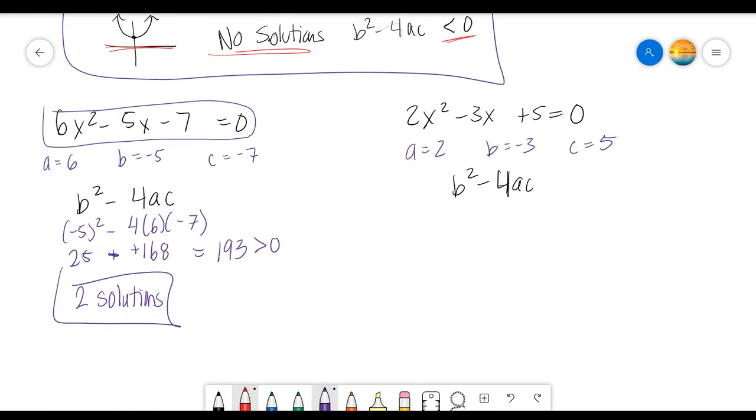So b is negative 3 squared minus 4 times 2 times 5. Negative 3 squared is 9. 4 times 2 is 8. Times 5 is 40. So we would get 9 minus 40. Well, that's going to be a negative 31.